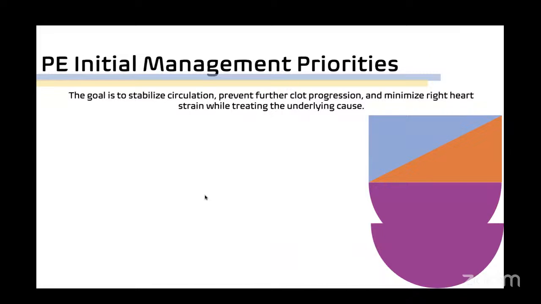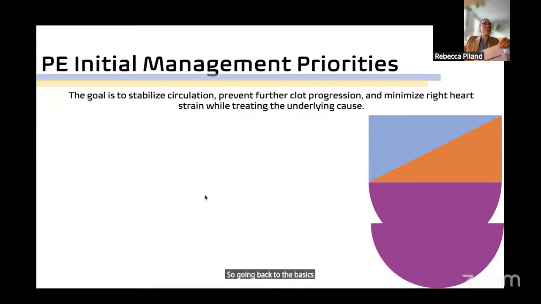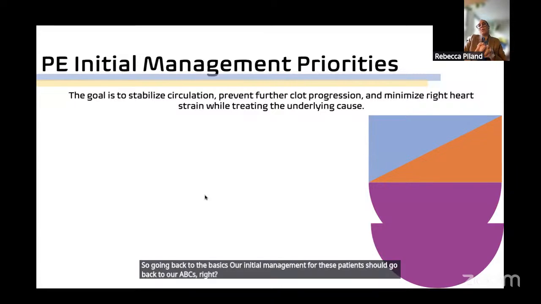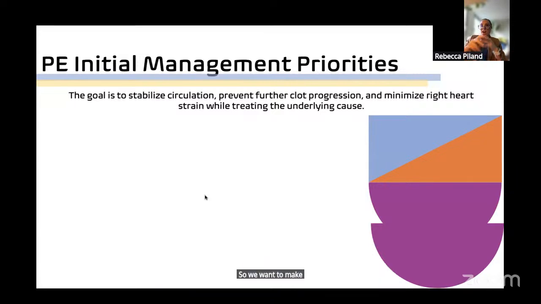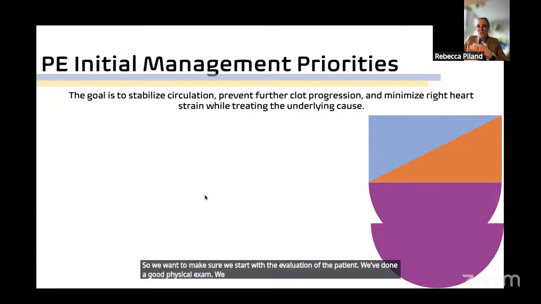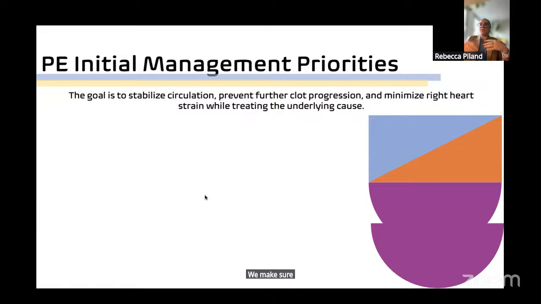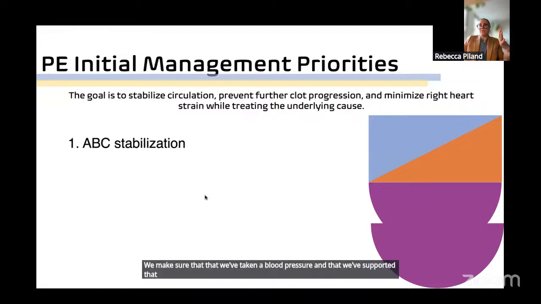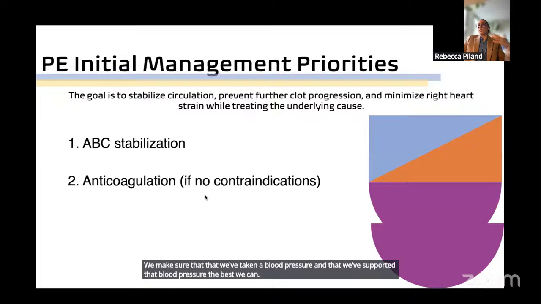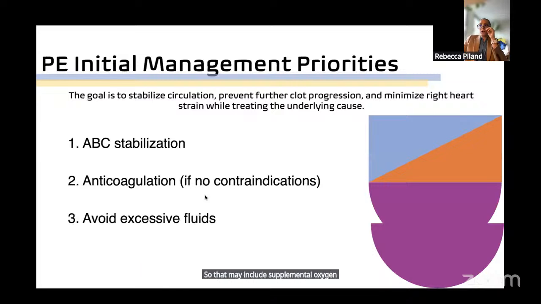So going back to the basics, our initial management for these patients should go back to our ABCs, right? So we want to make sure we start with the evaluation of the patient. We've done a good physical exam. We make sure that they're adequately oxygenating and ventilating. We make sure that we've taken a blood pressure and that we've supported that blood pressure the best we can. So that may include supplemental oxygen and that may include vasopressors. And to an extent, it may include fluids.